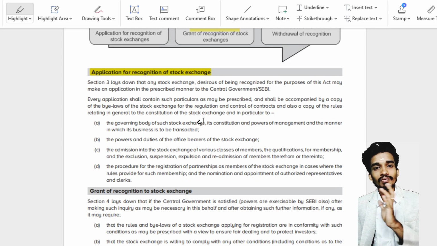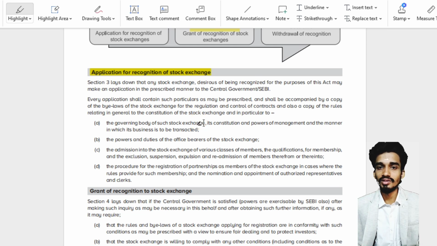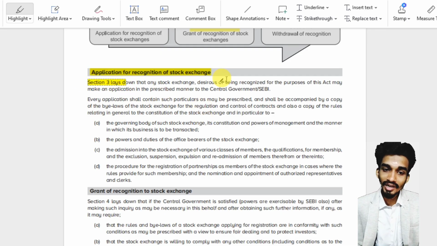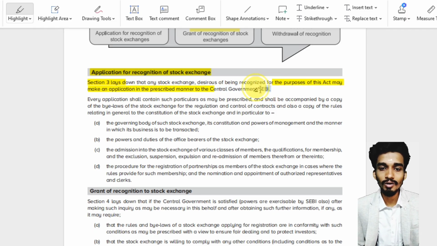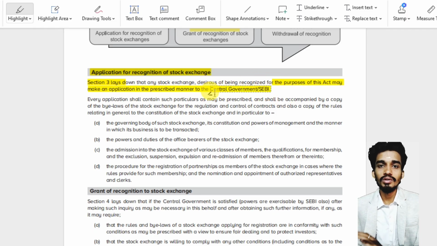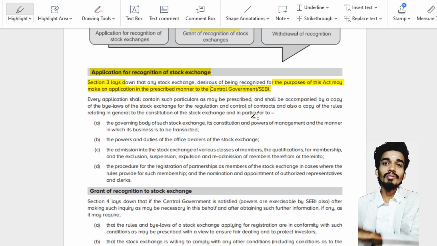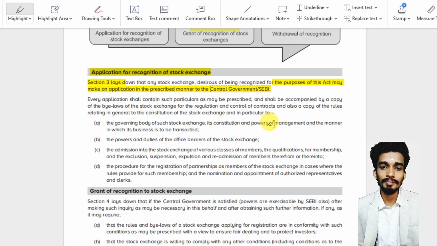There are also various other stock exchanges, like Metropolitan Stock Exchange and Calcutta Stock Exchange. If they want to be recognized as a stock exchange, they have to make an application. Section 3 says they have to make an application to the central government or SEBI. Mainly the central government has conferred the powers to SEBI for the purpose of this application, grant, withdrawal, all these things. But mainly we have to make the application to the central government.